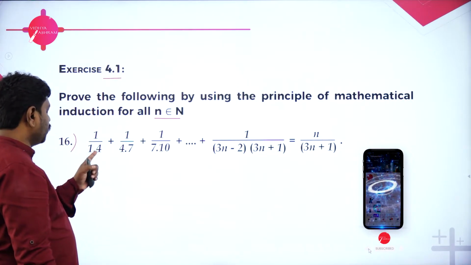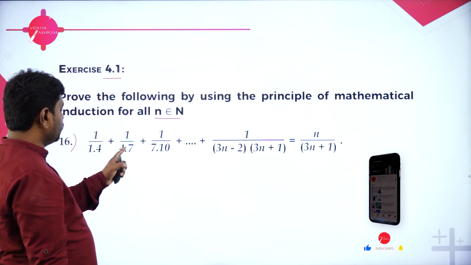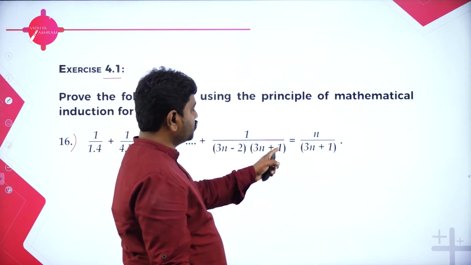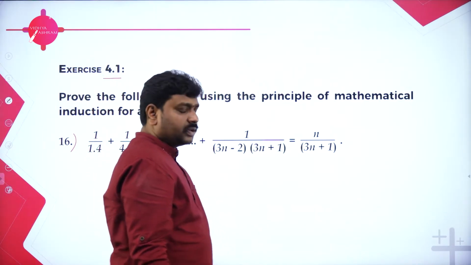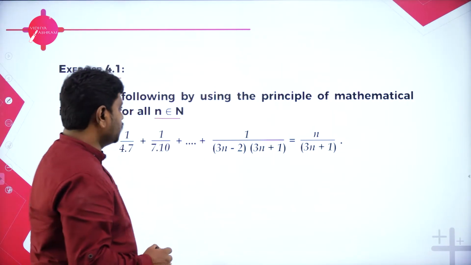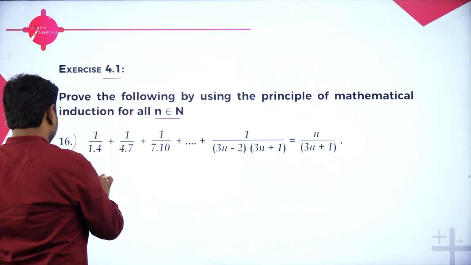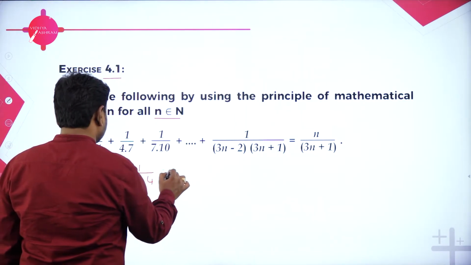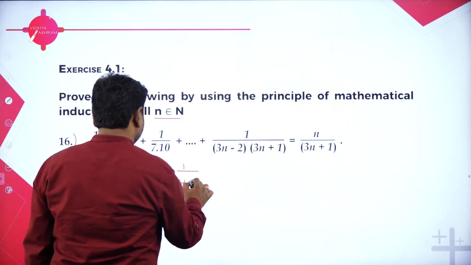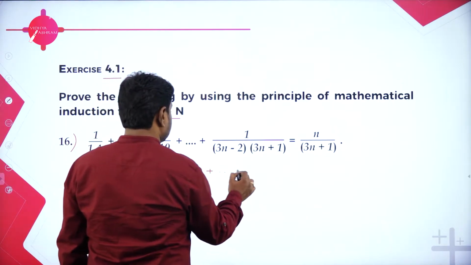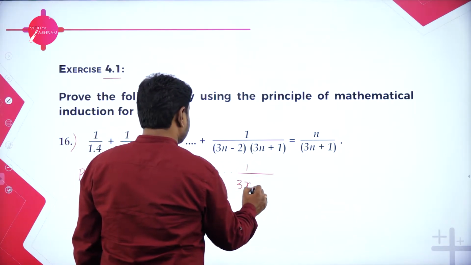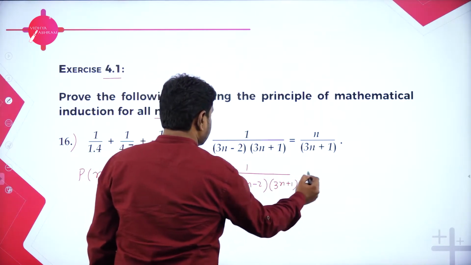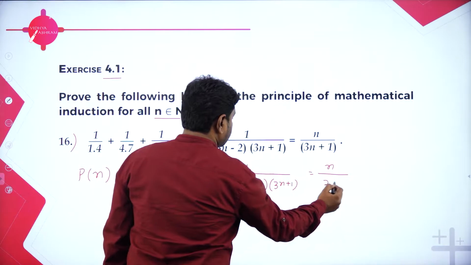Prove the following by using the principle of mathematical induction for all n belongs to natural numbers. Now they gave 1 by 1 into 4 plus 1 by 4 into 7 plus 1 by 7 into 10, so on, 1 by 3n minus 2 into 3n plus 1. They wanted to prove it equals n by 3n plus 1. So first we have to assume the given statement as P of n. P of n is equal to what? 1 by 1 into 4 plus 1 by 4 into 7 plus so on 1 by 3n minus 2 into 3n plus 1 is equal to n by 3n plus 1.